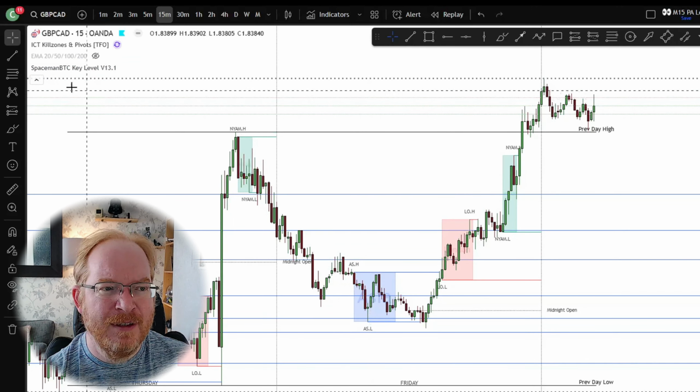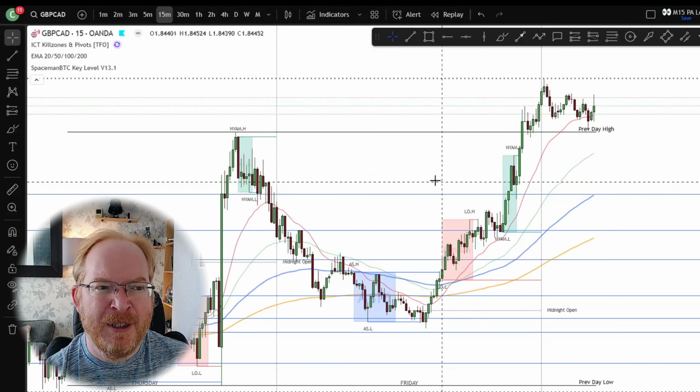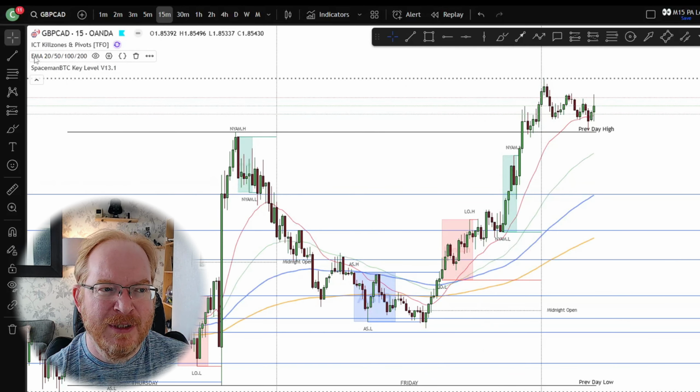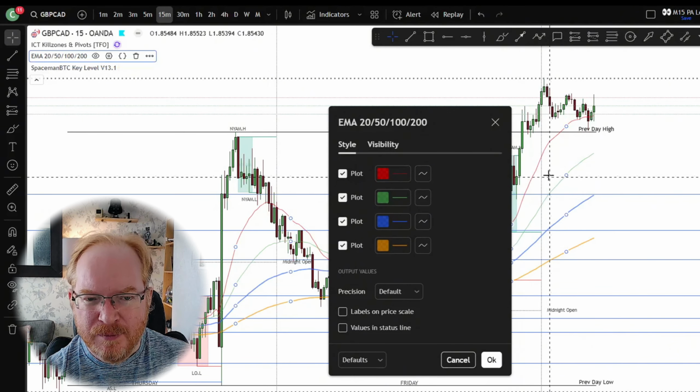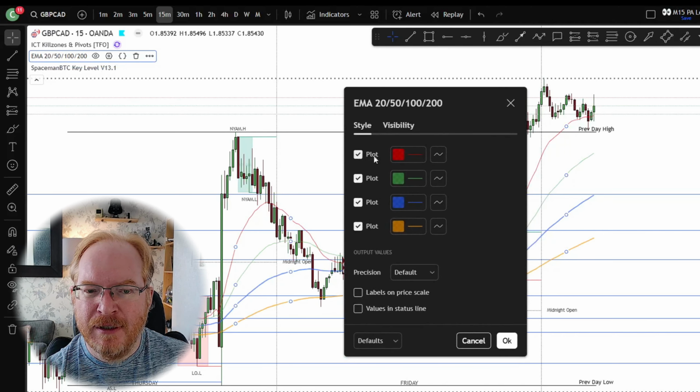So that's it. That is the 2 indicators I have, and then I might add on the EMAs, so feel free to add them if you wish. It's just an EMA indicator with 4 values. We got the 20 EMA, 50, 100 and the 200. As you can see here, this is it. I've chosen red, green, blue and gold or yellow, and that's it. That's all that one does.